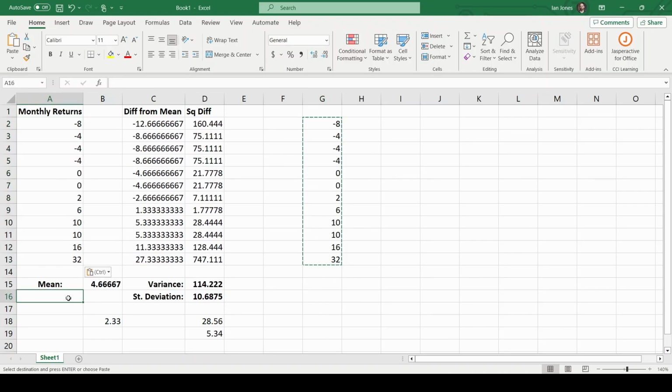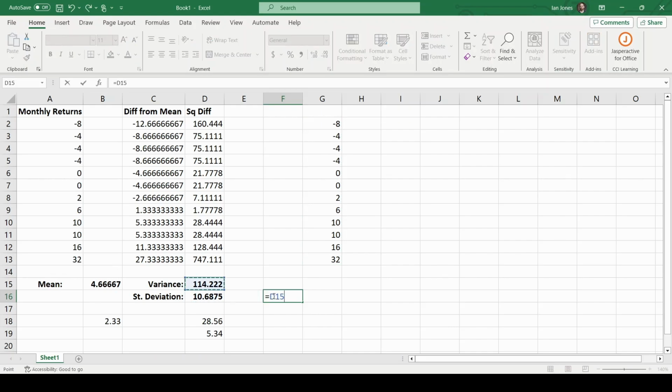Boom. Okay. So what happened here? The mean doubled. The standard deviation doubled. See, it exactly doubled. The variance multiplied by 4. If I go equals D15 divided by the old variance, there we are, 3.999, and multiplied by 4. Why 4? Well, because that's 2 squared.